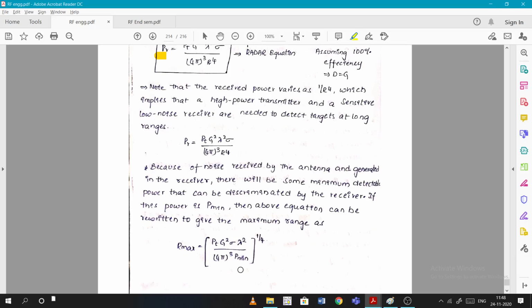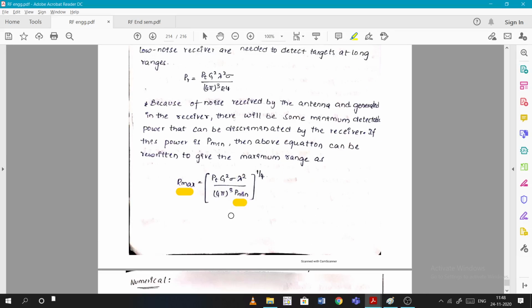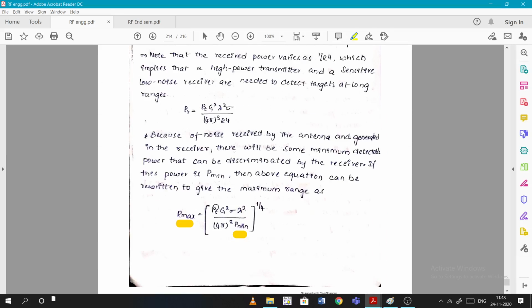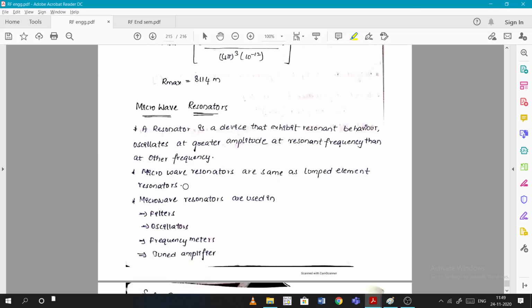If the range exceeds that, the signal will travel some extent and come back, and while coming back, the received power will be less than the minimum power that it can detect. So it can't detect that power. You understand? So the range value when the received power is the minimum power that it can detect is called maximum range. So these are the numericals.